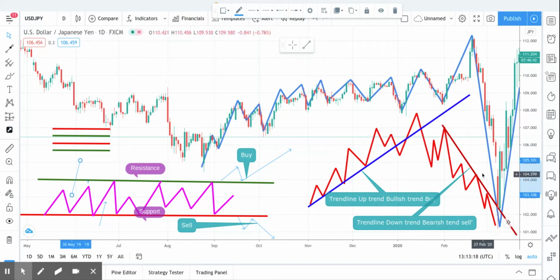How do we get a bearish trend? We get the peaks of them as they're going down. Remember, don't get the peak of a bullish trend and don't get the valleys of a bearish trend. You get the valleys of the bullish because the valleys push it up.